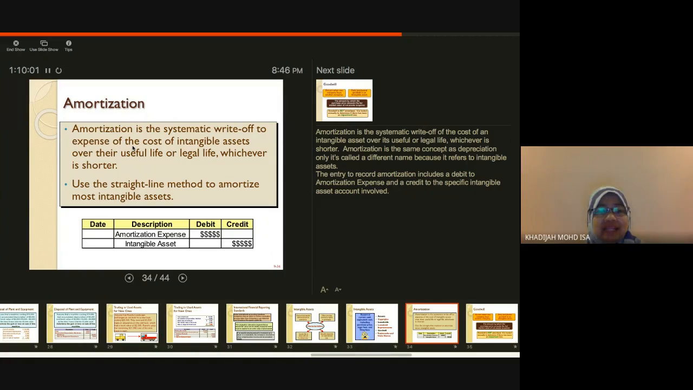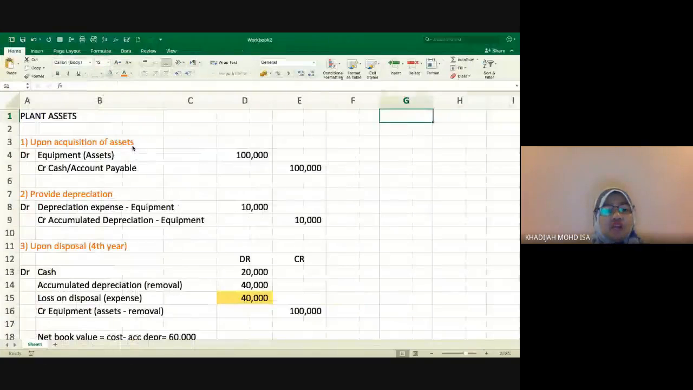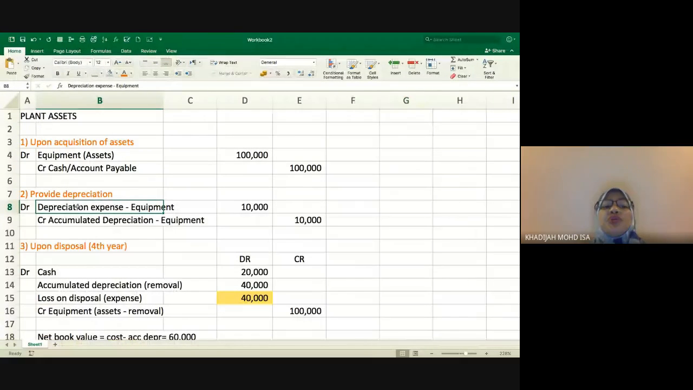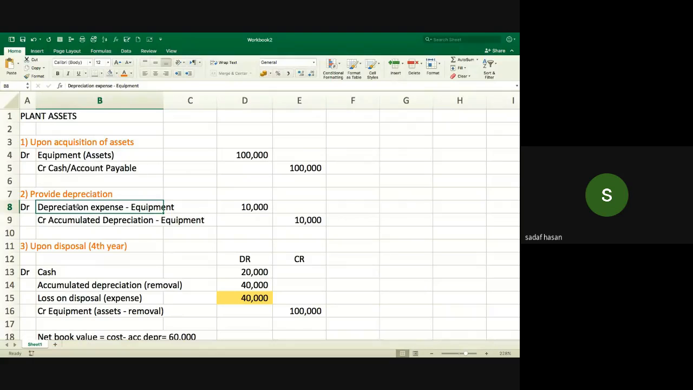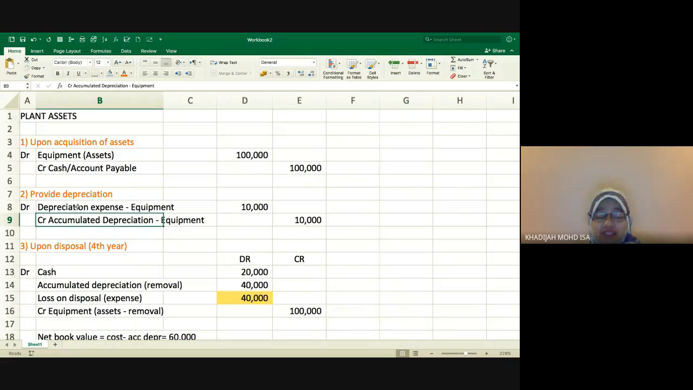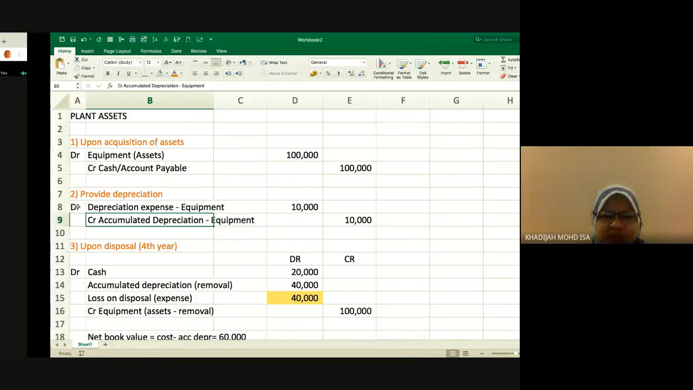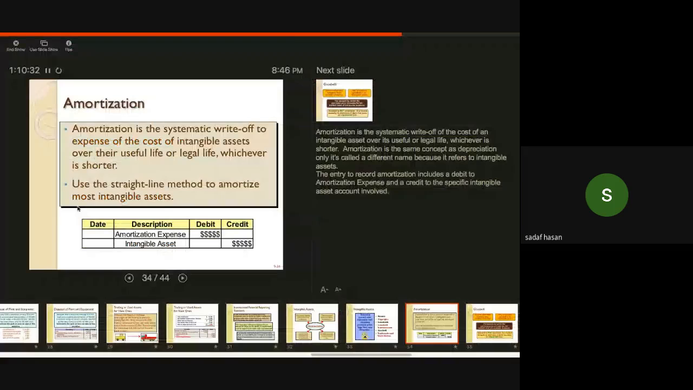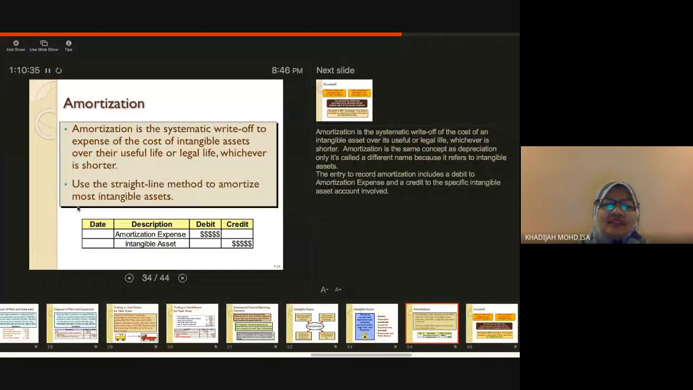But here it says or legal life, whichever is shorter. So they have a legal life. So it depends. We always use straight line method to amortize. Then you compute your amortization. So the difference is that instead of depreciation expense, you call it amortization. And credit will be the asset. Do you call it accumulated amortization? I'm not sure. No, it said asset. Intangible asset. You credit intangible asset.